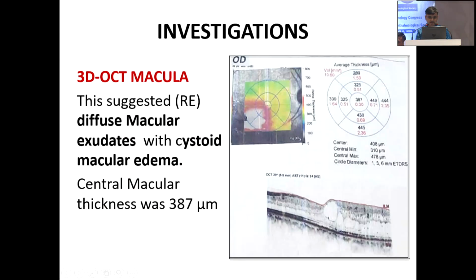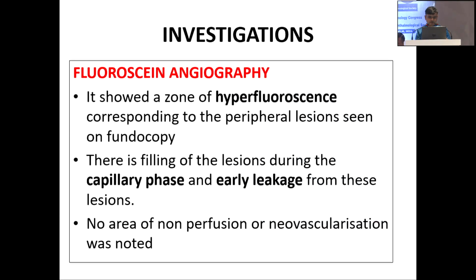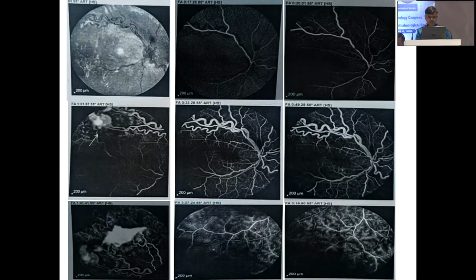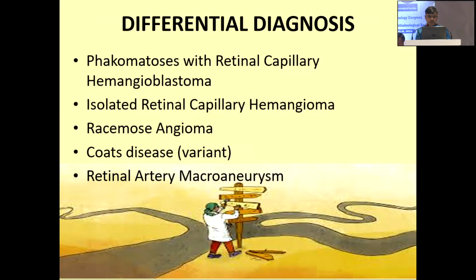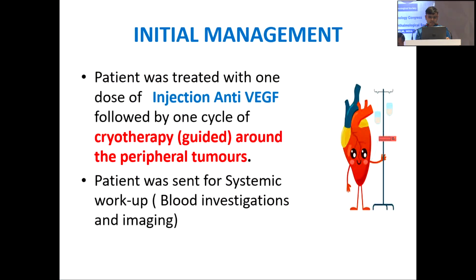So the investigations done showed OCT macula with diffuse macular exudates with cystoid macular edema, and fluorescein angiography showed hyperfluorescence with a filling of lesions during capillary phase and early leakage. Here it has been shown. And these are the differential diagnoses that were considered. The patient went up for an injection anti-VEGF dose along with guided cryotherapy around the peripheral tumors.